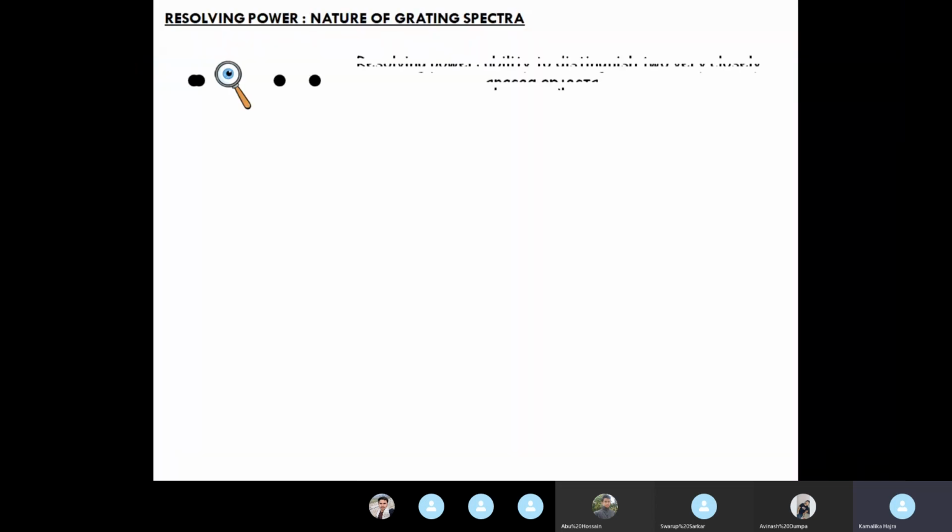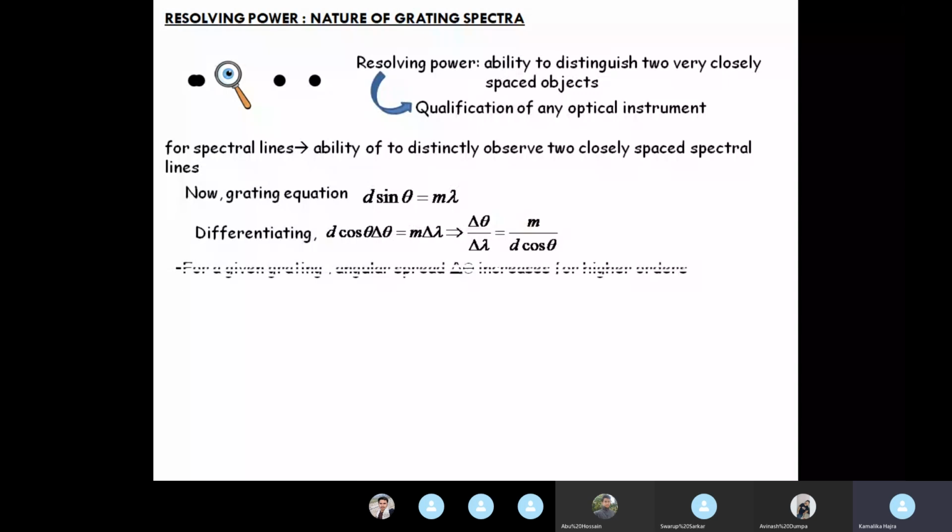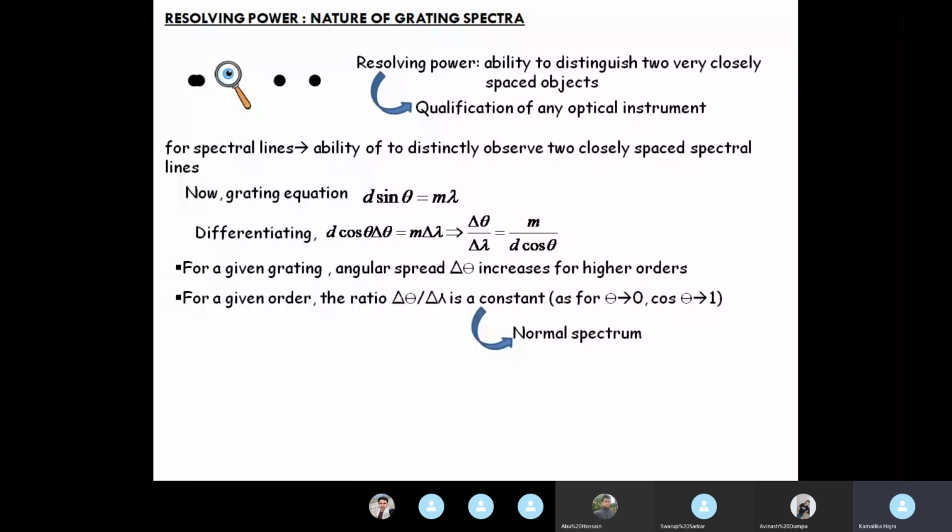Now such a spectrum is called a normal spectrum. For a given order, the ratio delta theta by delta lambda is a constant. If m is constant, that is for a given order, d of course is a constant of the system, then delta theta by delta lambda is a constant, because we've taken theta tends to 0, so cos theta equal to 1, and such a spectrum is called a normal spectrum.